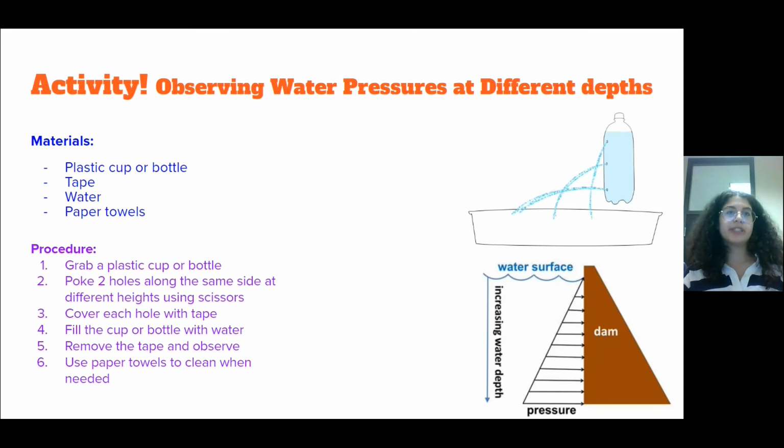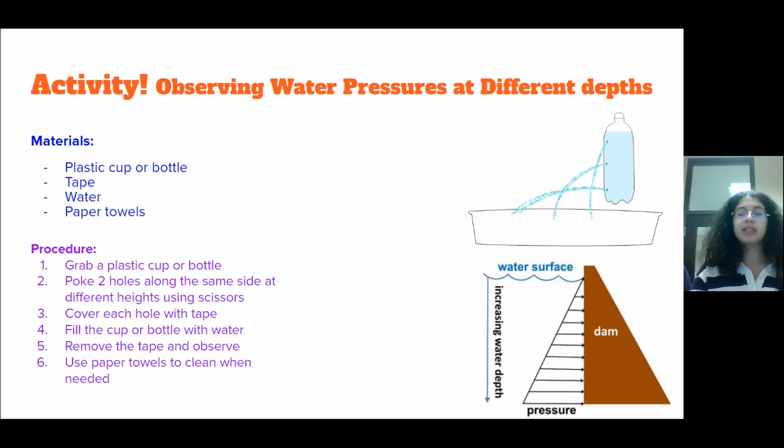Now, it's time to do our first activity. The objective of this activity is to observe water pressure at different depths. What you will need for this activity is a plastic cup, tape, water, and paper towels. I'll quickly go over the procedure, then give you time to do this activity in groups of 3 or 4.